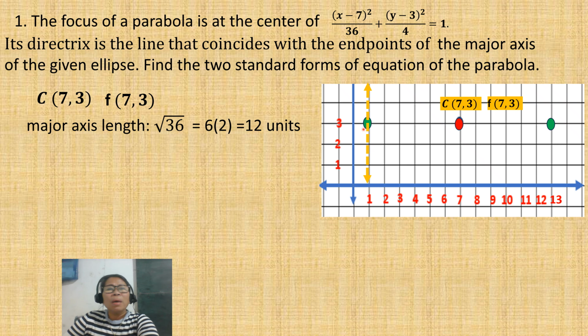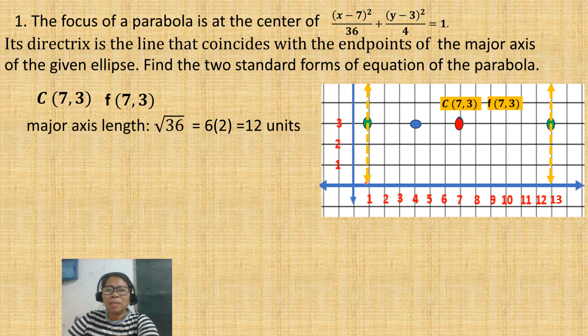Then this time, it says that the directrix is a line that coincides with the endpoints of the major axis. So therefore, we are now drawing a line coinciding with the endpoints of the vertices of the major axis. So therefore, we need to look for the vertex. So how to find the vertex of a parabola? Remember, this is the focus. And remember that the vertex is in the middle of the focus and the directrix.